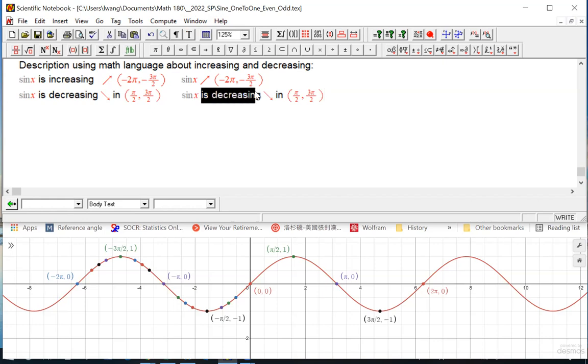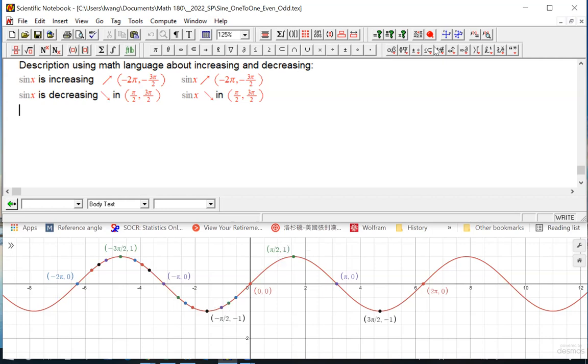So if you talk about saving words, not having to write so much, you got it, right? Very picture graphic. Another interval I like to show you is this piece between negative pi over 2 to pi over 2.